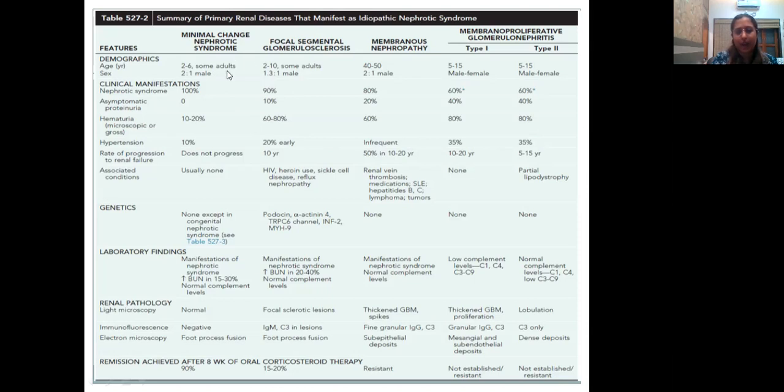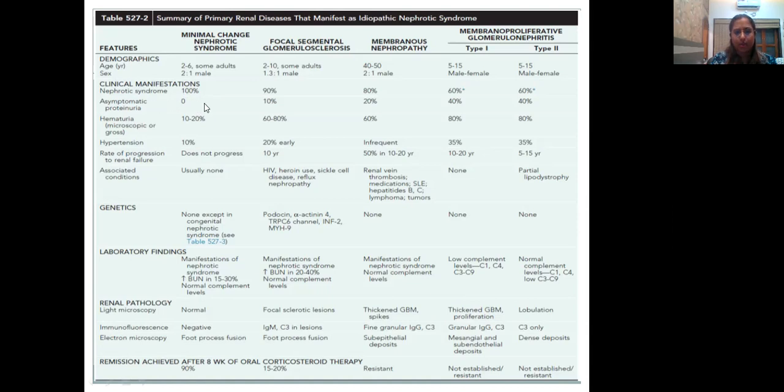So I would just like to highlight a few points here. Minimal change nephrotic syndrome, which we most commonly see, is seen in preschool children. The age is 2 to 6 years old, whereas these other types are seen in school-going children or older children. Sex is more common in males. Clinical manifestations: nephrotic syndrome, 100%, minimal change.